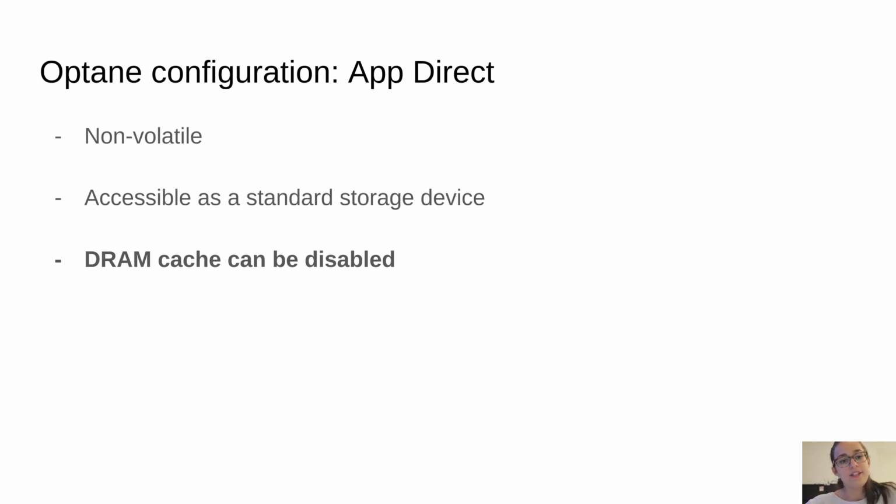The other configuration is AppDirect. AppDirect contrasts memory mode in that it is non-volatile, which means that you can persist data to the memory module. And it's accessible just like any other storage device. Applications can interact with it using POSIX open, create, read, write calls. In the case of AppDirect mode, it is possible to disable DRAM as cache.